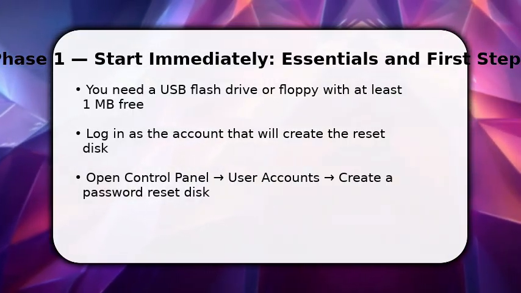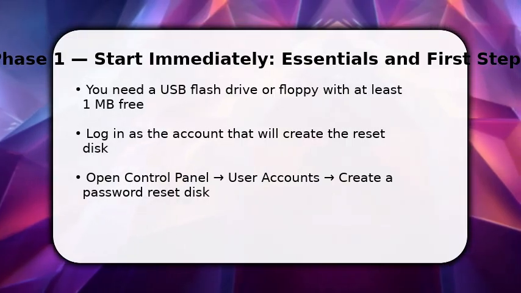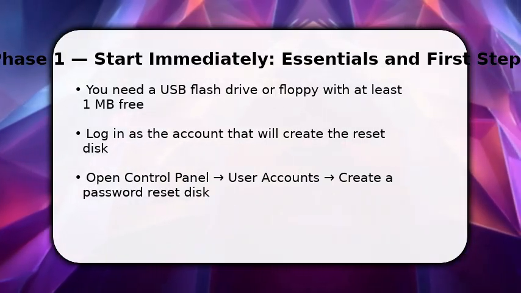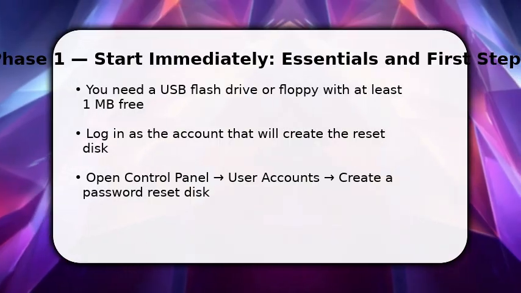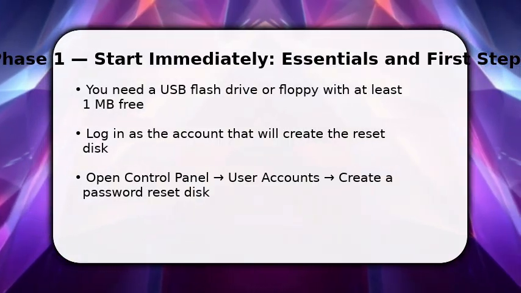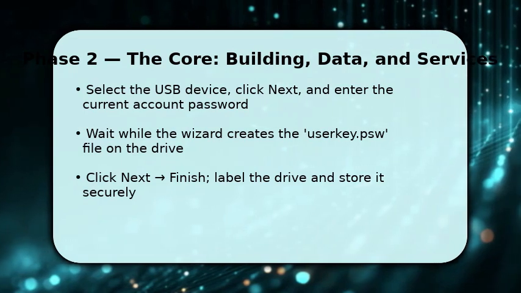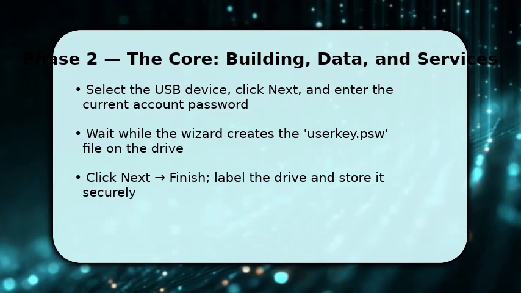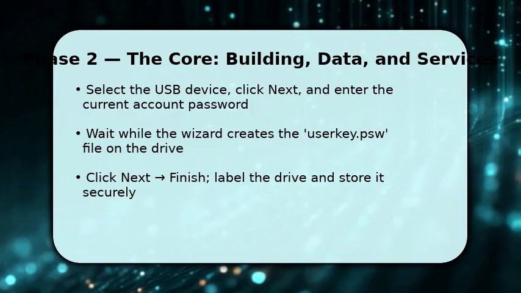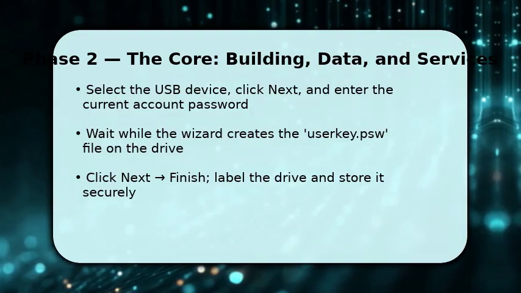Follow the Forgotten Password wizard. It will ask you to select the USB and to type your current password once. Do this step now to create the key file. Once the wizard begins, pick the correct USB device from the list and click Next. You will be prompted for the account password. Type it to authorize creation.